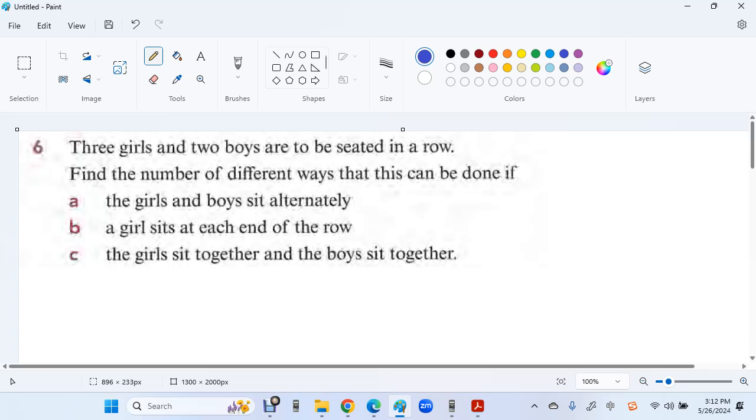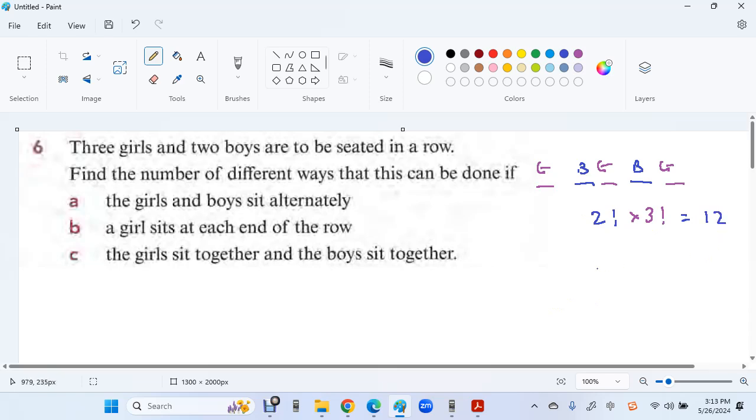3 girls and 2 boys are to be seated in a row. Find the number of different ways that this can be done if the girl and boy sit alternate. So we have the boy in the middle. So over here is 2 factorial. And the girl here, this is the 3 factorial. So this will be the answer, equal to 12.